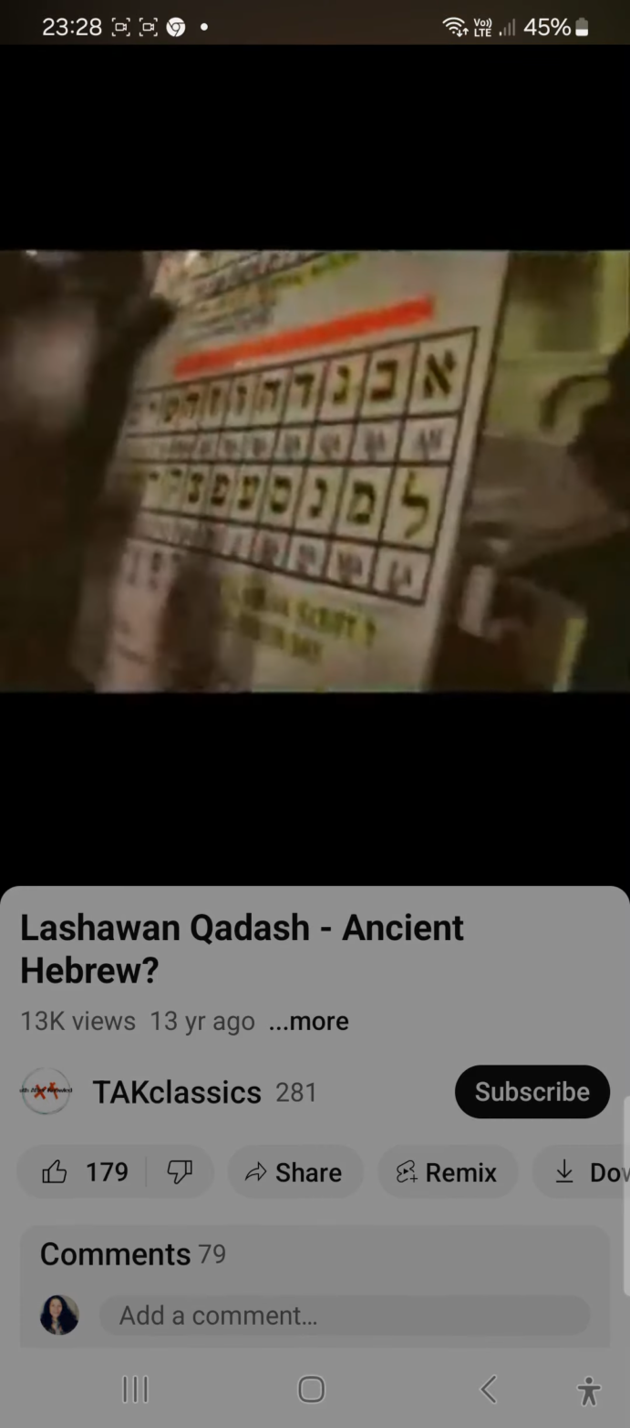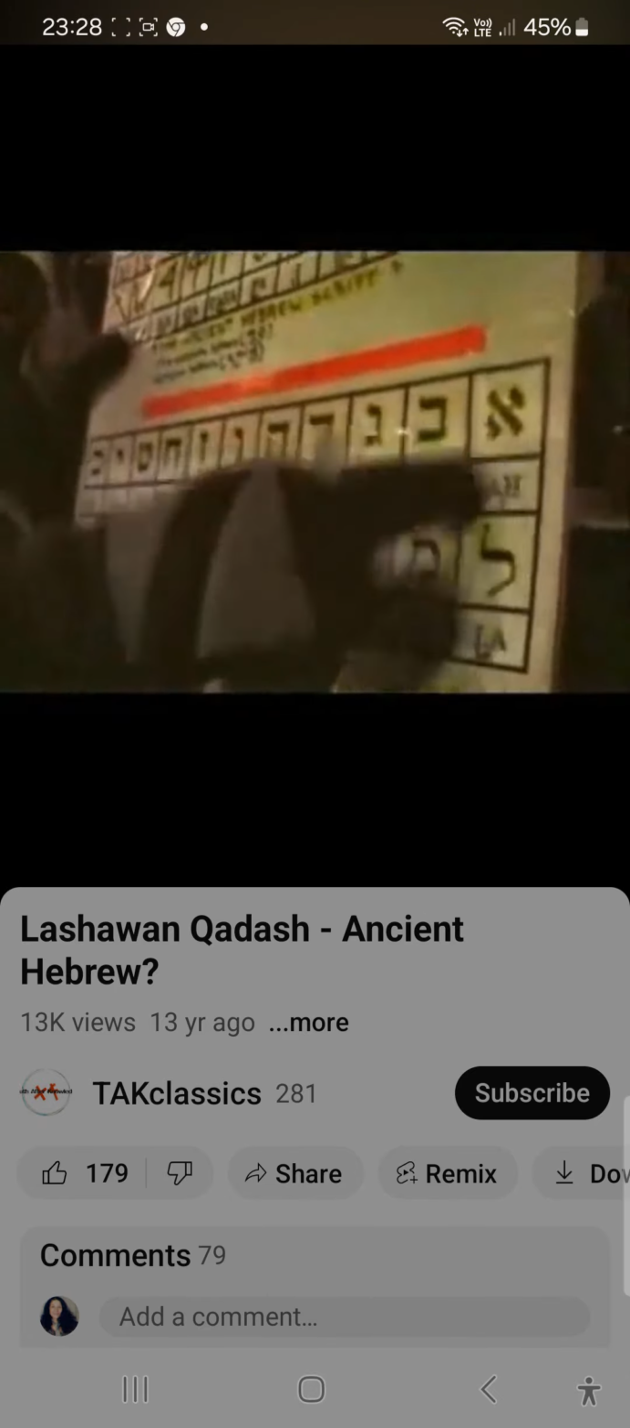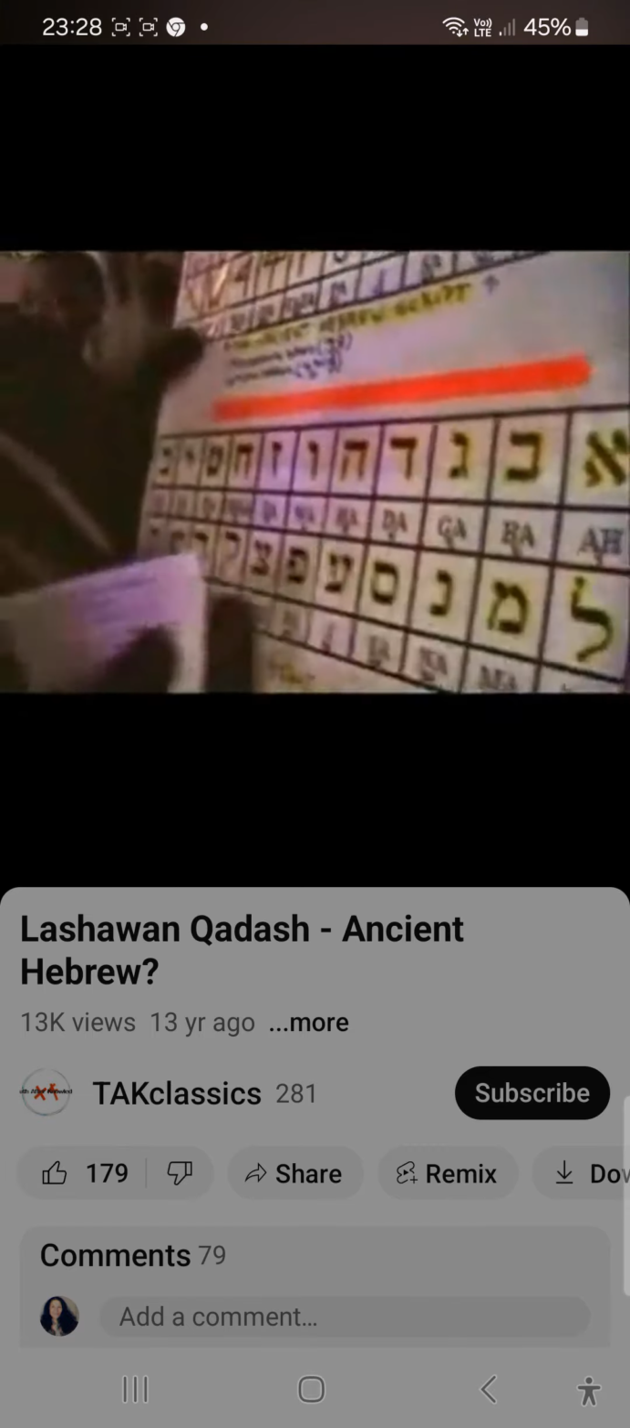Now, when you go down to the Assyrian, once you understand that, the characters are a little fancier, but this is the Assyrian. So you got Ah, Ba, Ga, Da, and so forth. All right?